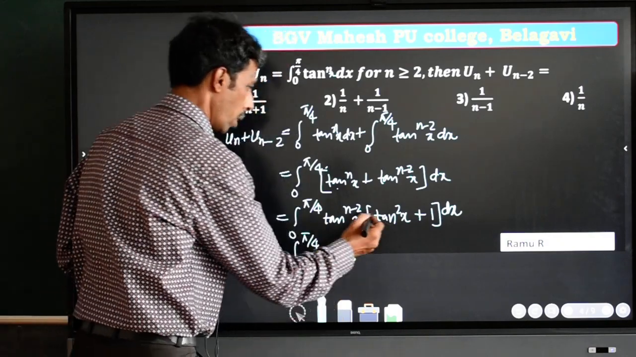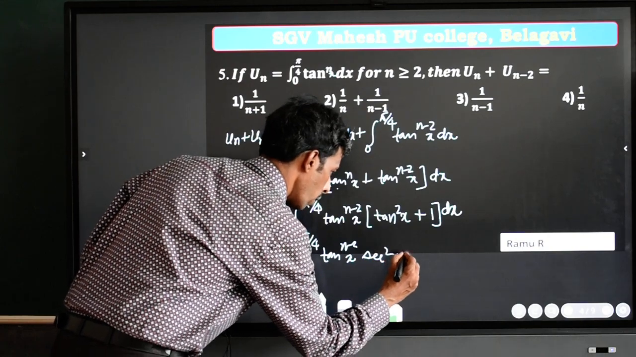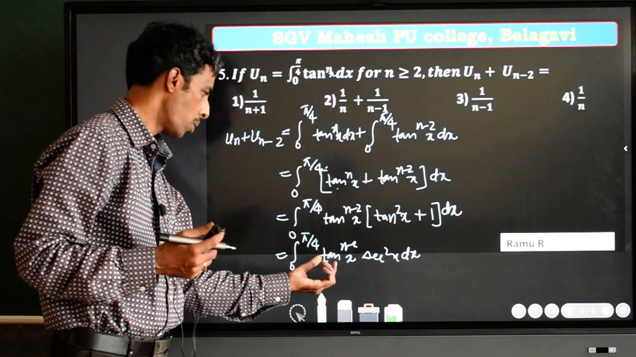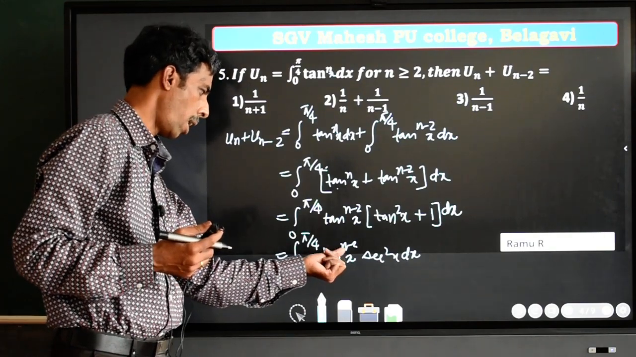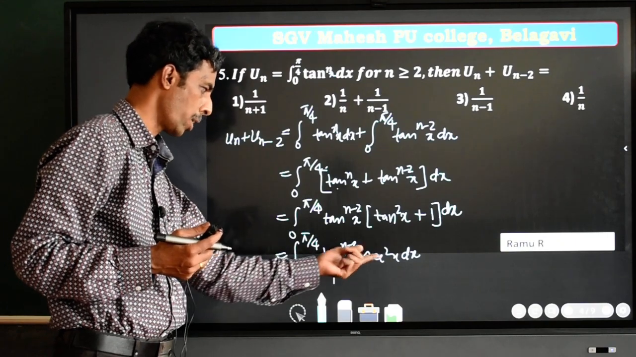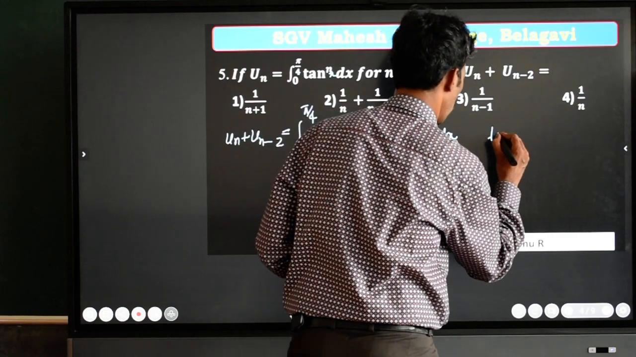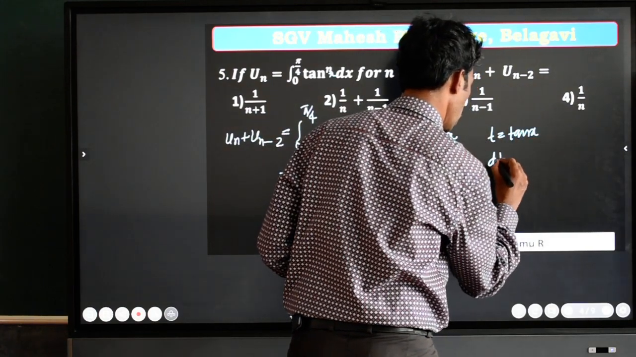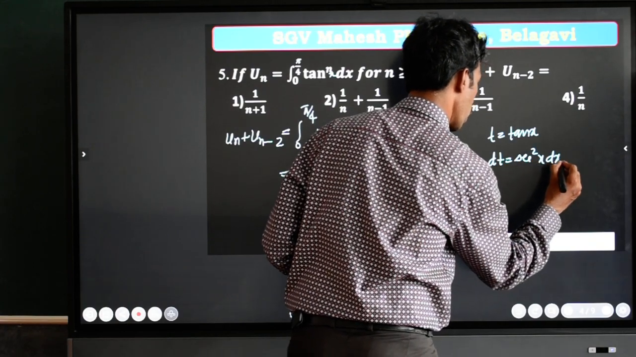Next, tan square x plus 1 can be written as what? It is sec square x into dx. Next, here you check with the solutions, getting the solutions by applying substitution. After finding tan x, its differentiation you will be getting sec square x. Therefore, put t is equal to tan x. So, dt is equal to sec square x into dx.